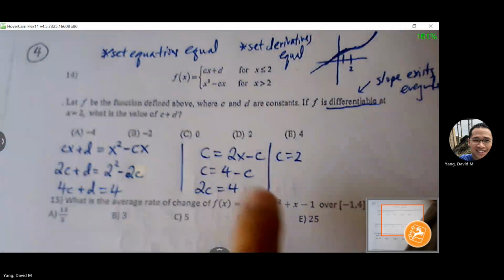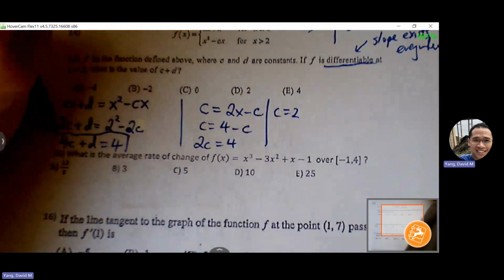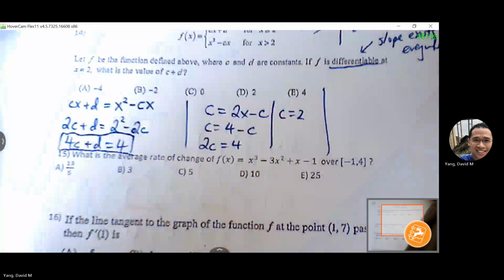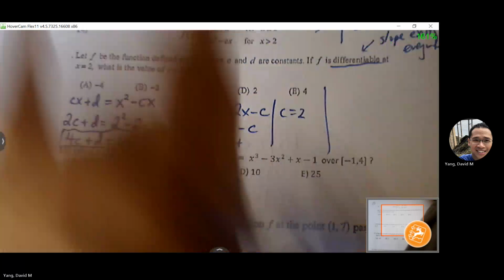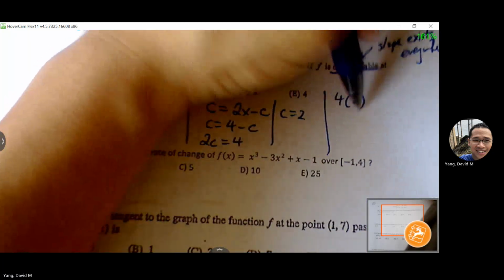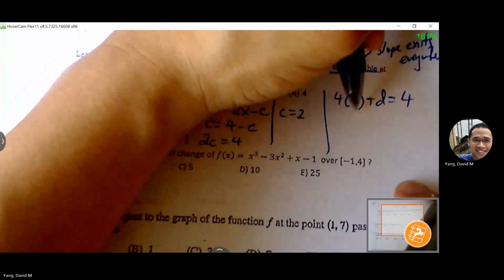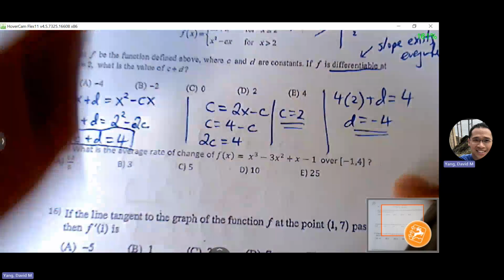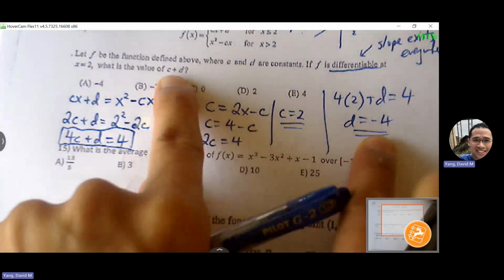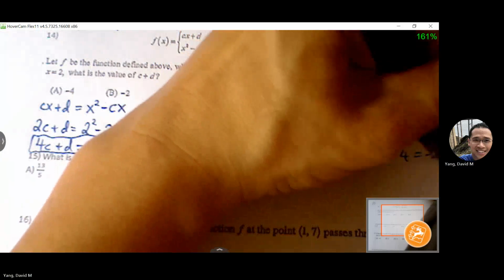And if I have the c value, then I can use it in the other equation I have in store. So replace c with 2: 8 plus d equals 4, so d equals -4. I have my c value and my d value. What they want is c plus d. So 2 minus 4 is -2.